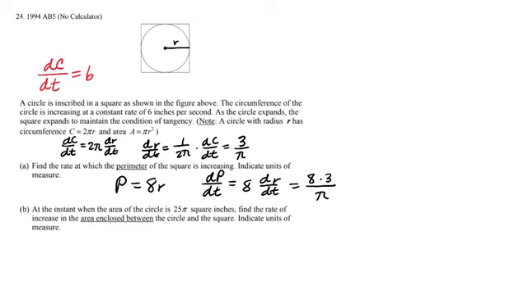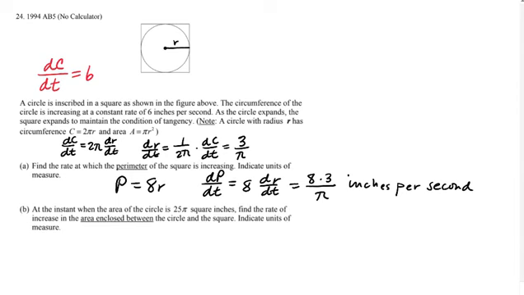Okay, indicate units of measure. Let's think. What would be the units of measure for perimeter? It would be inches. And then the units of time that they're giving me is seconds, so it's inches per second.